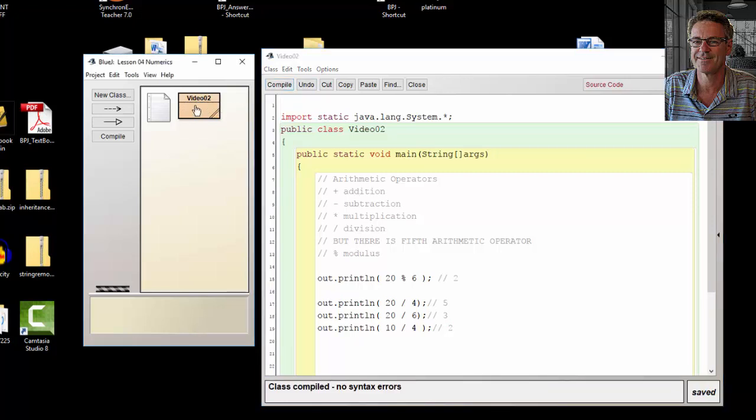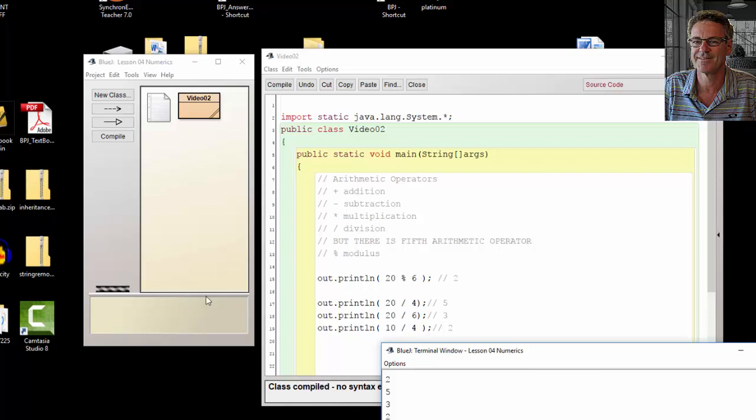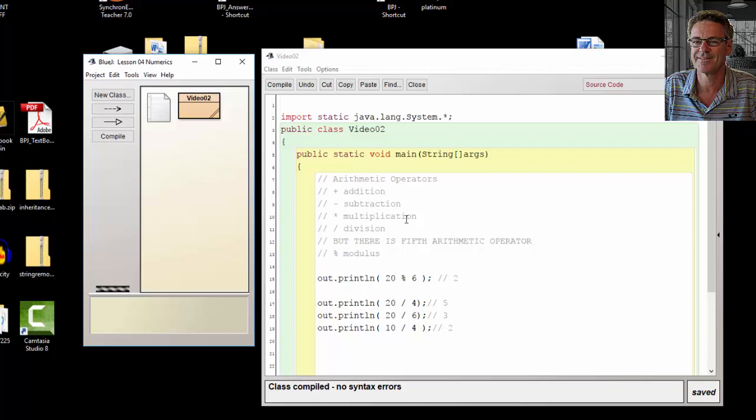Compile it and run it. And there's the 2 and not the 2.5 we thought we might get. Okay? This is not going to be a problem with addition, subtraction, or timesing because there's no decimals expected. Like 20 times 4, that's just 80. 20 minus 6, that's just 14. 10 minus 4, that's just 6. 10 times 4, that's 40.